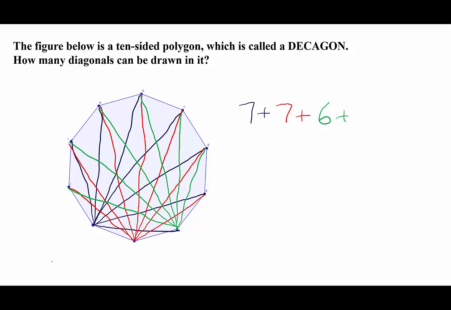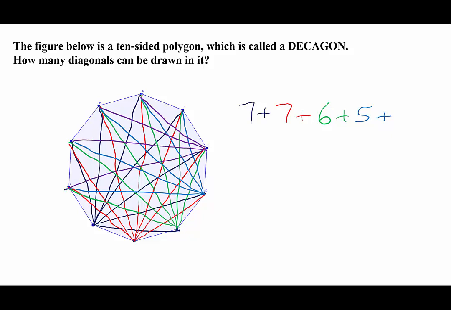Okay, so now let's move on to point D. We can go from D to F, D to G, D to H, D to I, and D to J. So that'll be a total of 5 diagonals for point D. So we'll move on to point E. We can go from E to G, E to H, E to I, and E to J. So that'll be a total of 4 diagonals for point E.